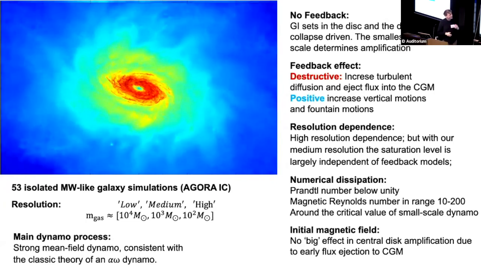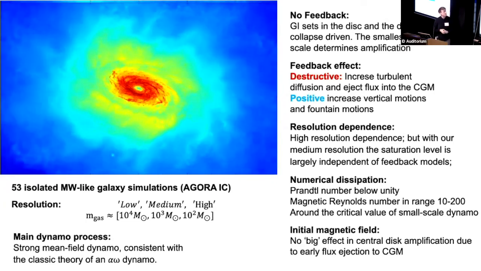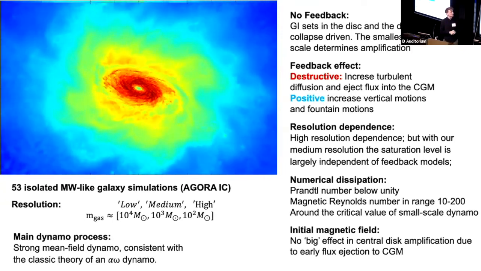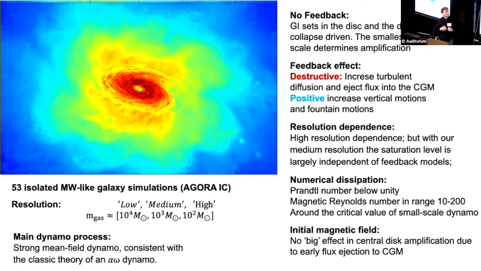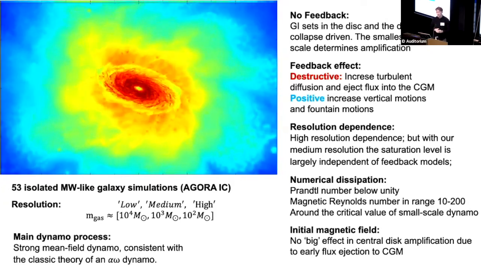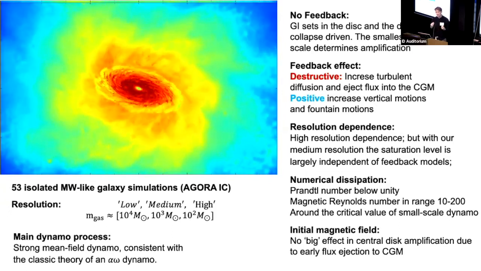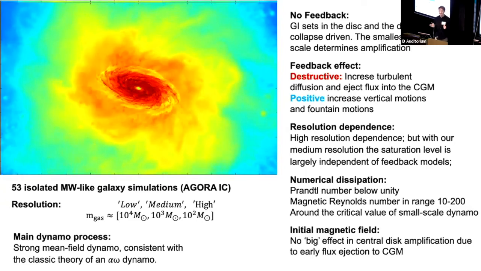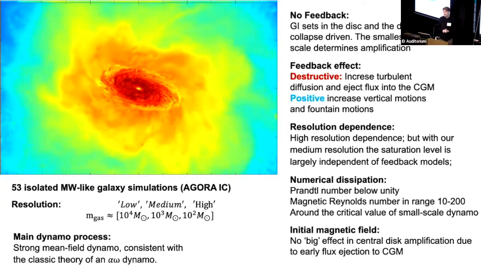We also looked at several other parameters. We did some runs with no feedback, and here we have gravitational instability. There the amplification is very dependent on how much fragmentation occurs within the disk. Basically, the smallest collapsing scale you set will be the main determining factor.